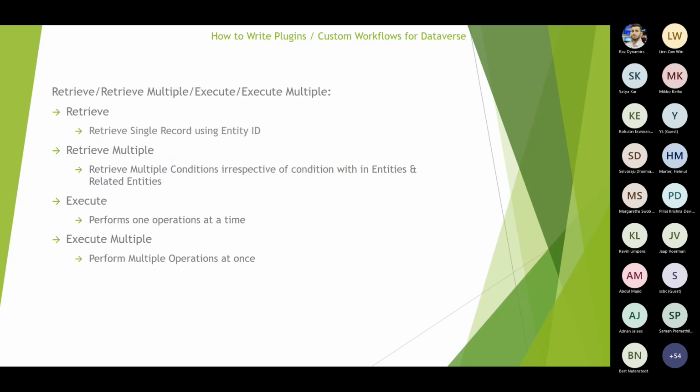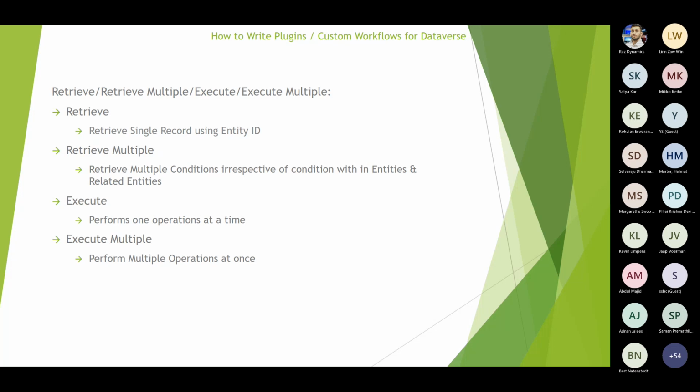So let's jump into this. There are the CRUD operations, like create, update and delete. In the same way, the main operations available in the plugin are for retrieving a record, retrieving multiple records, or executing. So let's see step by step what is meant by retrieve, retrieve multiple, execute and execute multiple.